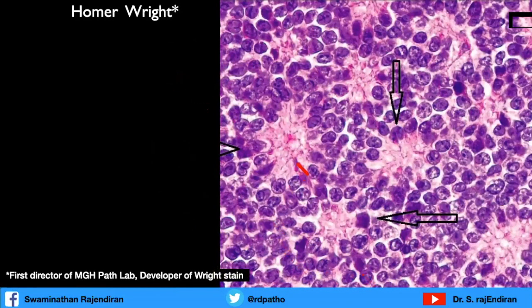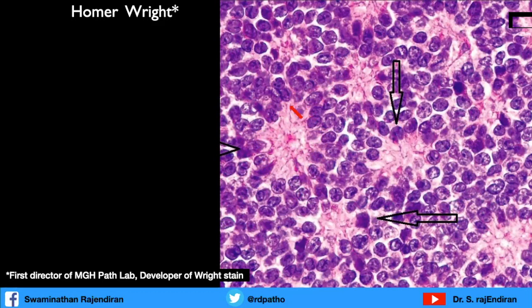This is a classic example of Homer-Wright rosettes. James Homer-Wright is the first director of Mass General Pathology Lab, and he is also the developer of the famous stain, Wright stain. And he described these rosette-like structures in adrenal and sympathetic tumors, and now we know them as neuroblastomas. Here, the cells are arranged radially with a central space filled with the neuropil material. So these are all very round, uniform rosettes.